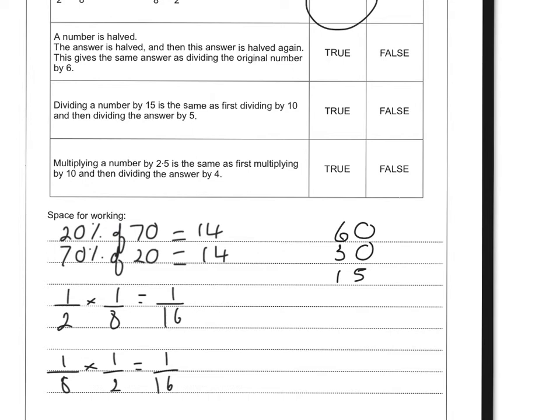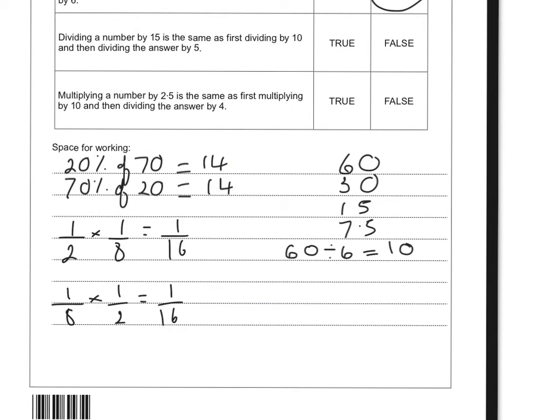However, we need to find half of it again, so that is 7.5. So 60 halved gives me 30, halved again gives me 15, halved again gives me 7.5. However, 60 divided by 6 gives me 10. So we can therefore say that this answer is false.